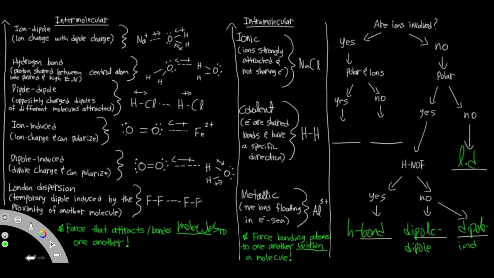Next, up here, yes, ions are involved. Then we ask whether it's polar. If polar and ions are in play, then it's going to be an ion-dipole. But if it's not, then it's just going to be an ion-induced.